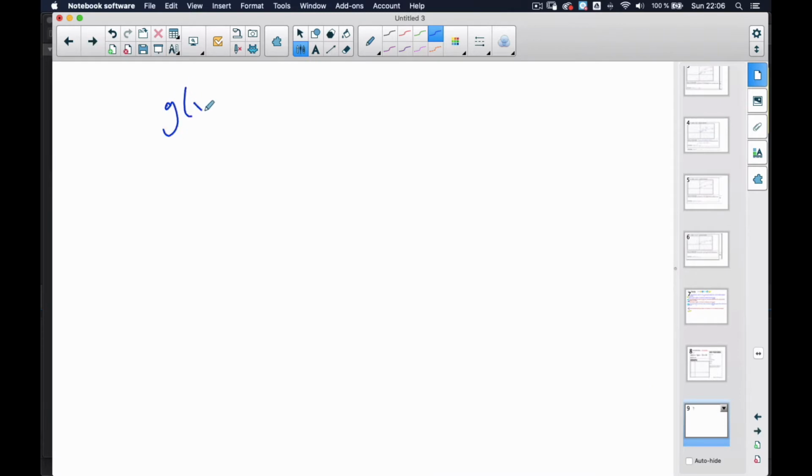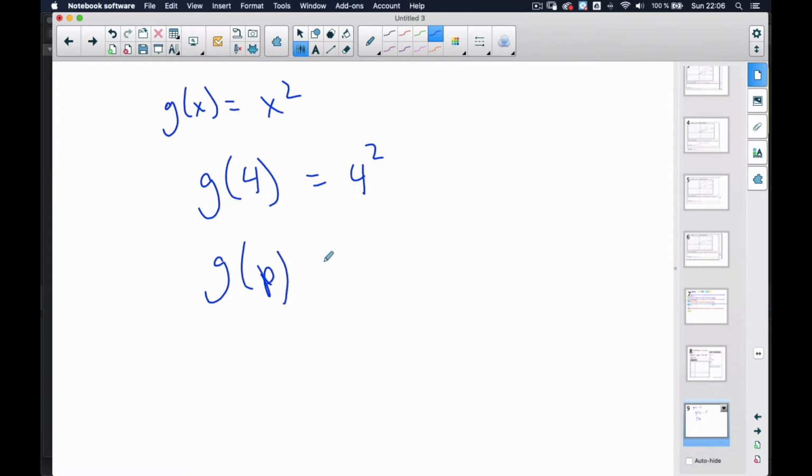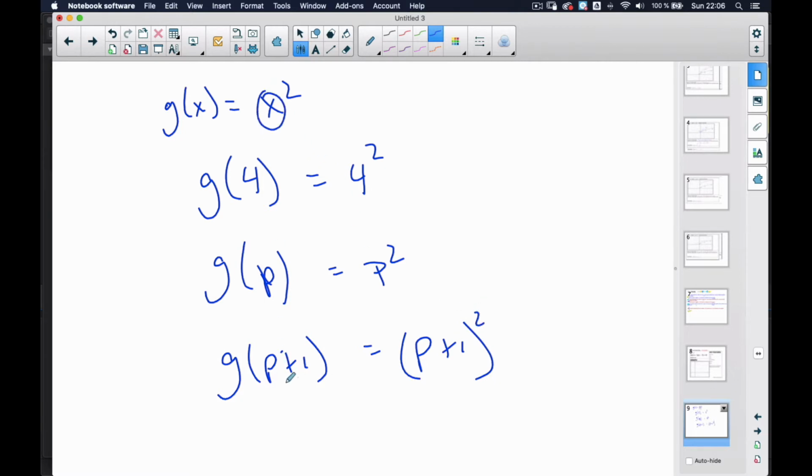If you recall, if I had g of x equal to x squared, and I said, what is g at 4? Well, you would just say, oh, 4 squared. And if I said g at p, you would say, oh, that's easy, that's just p squared. And if I said, what is g at p plus 1? Well, you would say p plus 1 all squared, because all of these are the x values.